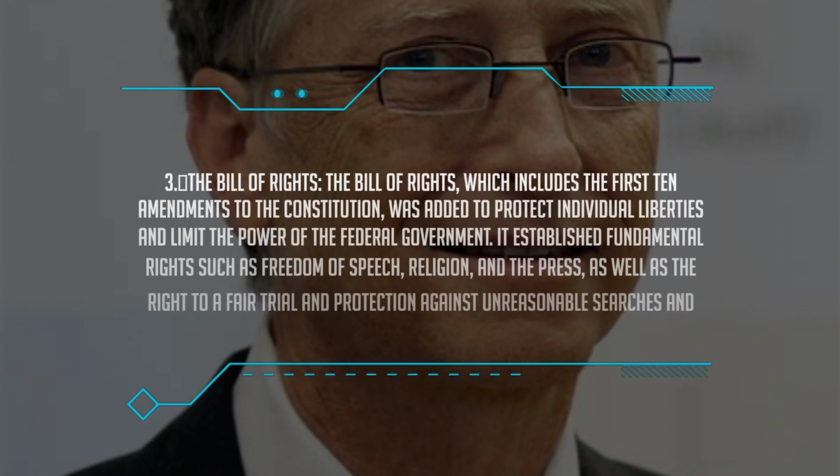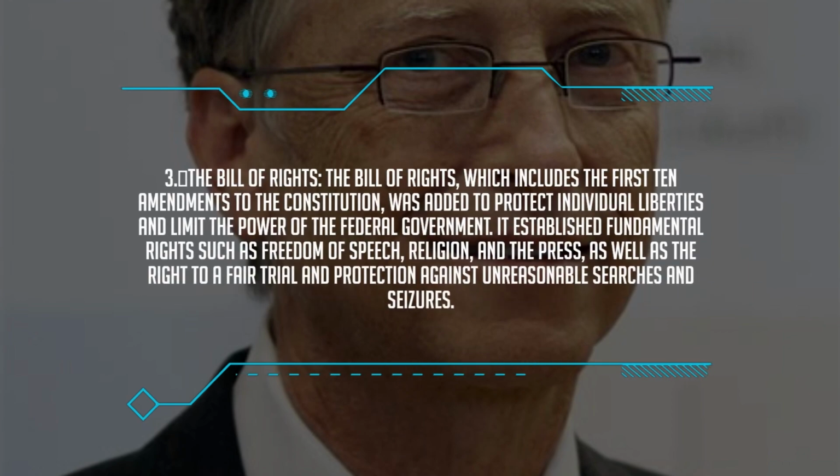3. The Bill of Rights. The Bill of Rights, which includes the first 10 amendments to the Constitution, was added to protect individual liberties and limit the power of the federal government. It established fundamental rights such as freedom of speech, religion, and the press, as well as the right to a fair trial and protection against unreasonable searches and seizures.